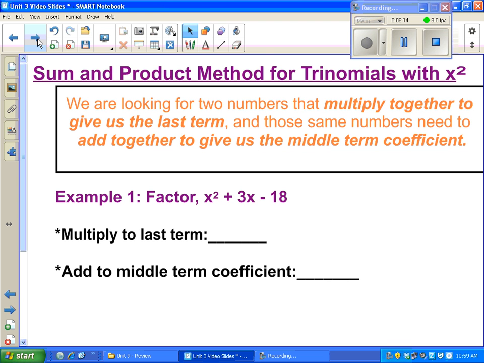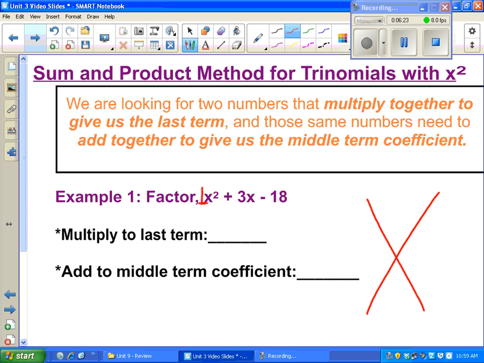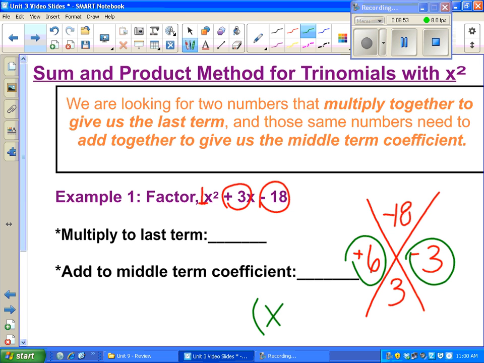All right, another method we did was the sum and product method. This works for trinomials where the leading term is that invisible 1. So we always want to find two numbers that multiply to give us the last term, so multiply to negative 18, and then add to the middle term. So what would we have here? Looking, I know 6 and 3. Maybe let's do a positive 6 and a negative 3. Let's check. Isn't 6 times negative 3 negative 18? Yes. 6 plus negative 3 is 3? Yes. So then we take those numbers and we put them in our parentheses. So it'll be x plus 6, x minus 3.